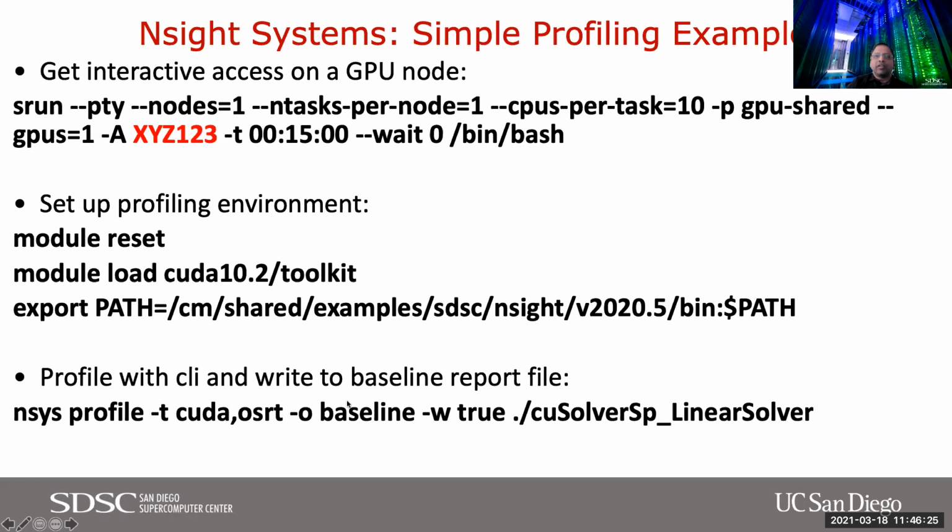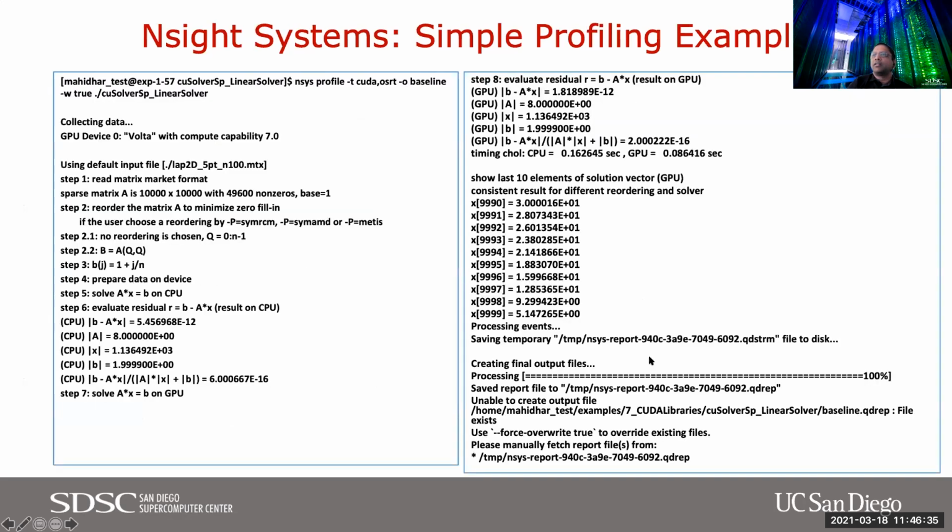And we're just outputting it to a baseline profile and then writing out output and running basically one of the examples. So if you look at how this will play out on the command line, you'll see the output from the code. And then at the end, you'll see it saving a temporary file. And then it actually processes that file and creates this report file that you can download and read from your client locally. So that's what I did. I basically copied this over.